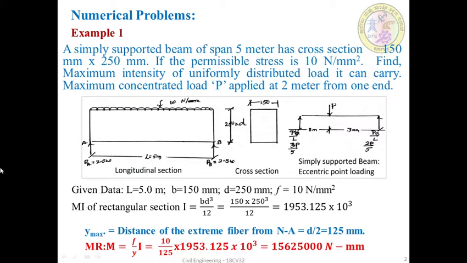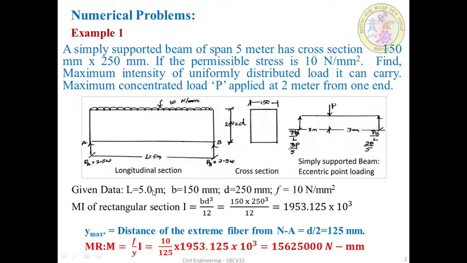Referring from the statement of the problem, we can show the beam section in this diagrammatic fashion. The first diagram represents the longitudinal section for uniformly distributed load and the other diagram represents the simply supported beam subjected to eccentric point loading, since it is acting at a distance of 2 meters from one support. The cross section of the beam has been shown with 150 millimeter breadth and the depth shown as 250 millimeters.